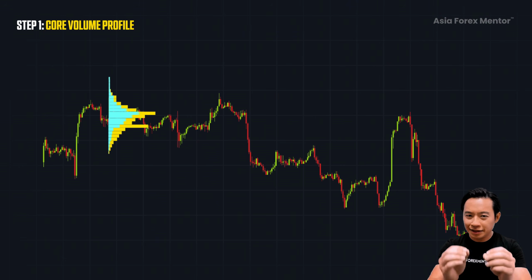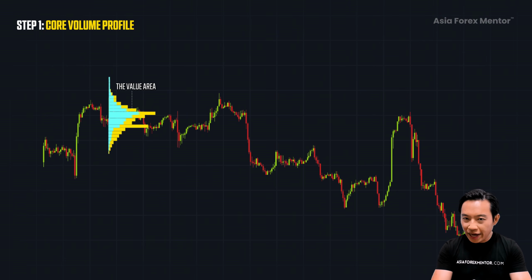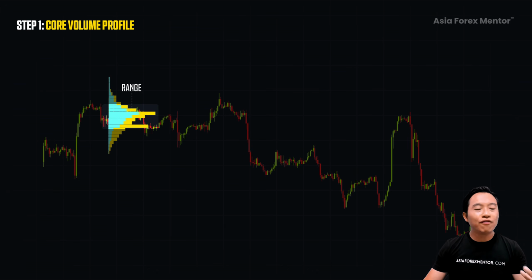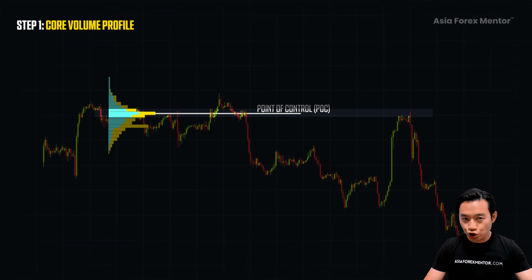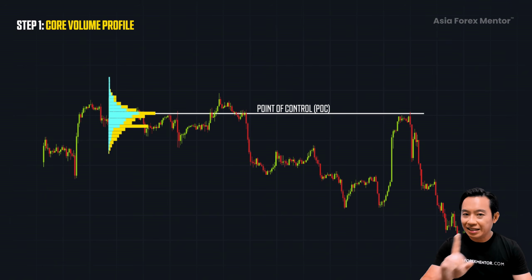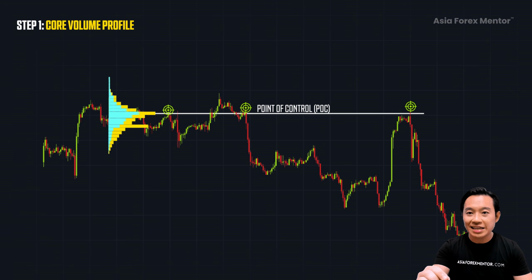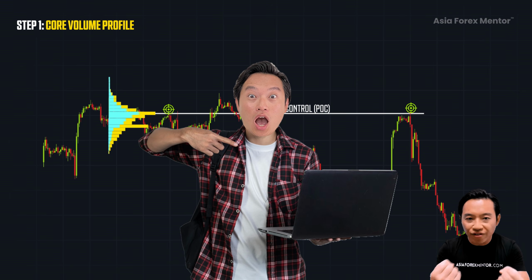Now, within this picture lies the value area, the range where roughly 70% of the trading occurs. Think of it like a neighborhood where the market spends most of its time. Inside that neighborhood is the point of control, the POC, the single price level where activity was at its highest. This is the market's favorite price, the level that carries the most conviction.